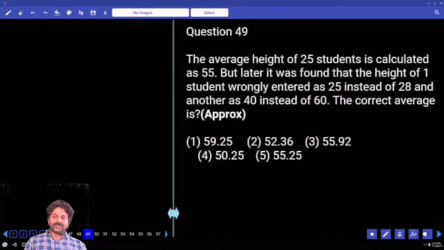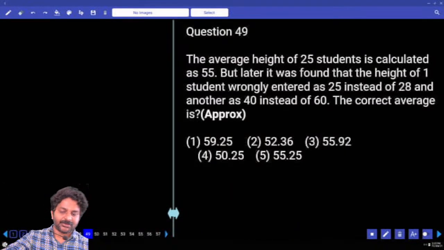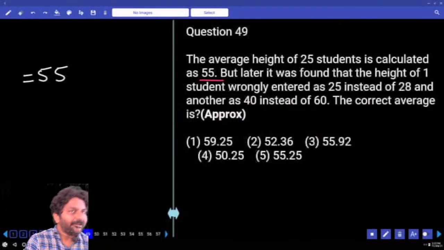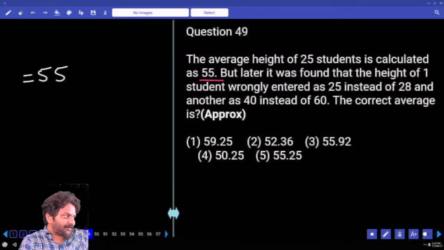Average height of 25 students is calculated as 55, but later it was found that the height of one student was wrongly entered as 25 instead of 28, and another as 40 instead of 60. The correct average is approximately? What is the initial average? If you want to make it correct, you need to make some adjustments to this. If required, you need to add something, or else subtract something from this number.